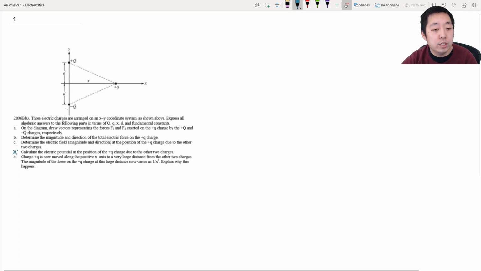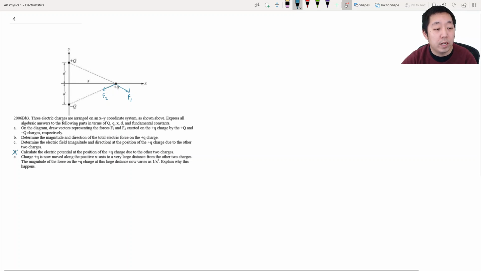So I have three electric charges arranged in an XY coordinate system as shown above. Express all algebraic answers in terms of big Q, little q, x, this distance, and d, this vertical distance. On the diagram, draw vectors representing the forces F1, F2 exerted on the positive charge by plus q and minus q. So this is a repelling force, so it's going to be drawn this way. This is F1. And then F2 is an attractive force, so it's going to be drawn towards this one, F2. Okay, so that's A.